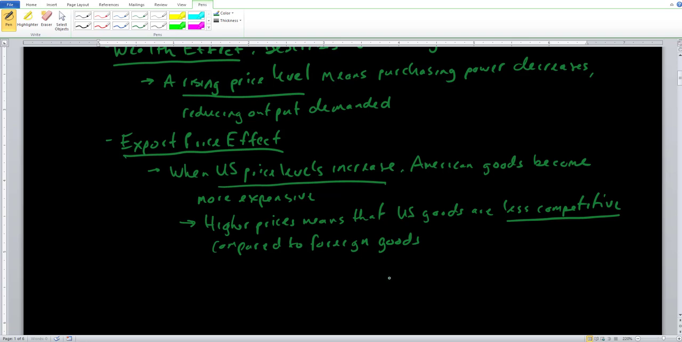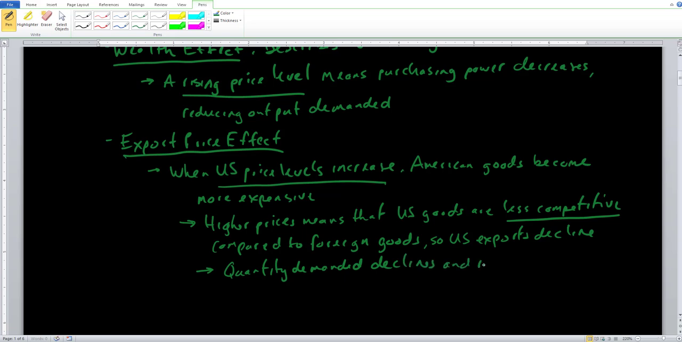So what happens to our exports? US exports decline. The amount of goods and services that we send abroad has gone down because we are not as competitive as before. People are going to want to buy more foreign or international goods and services instead. And because our exports go down, and inherently the imports go up, quantity demanded is going to decline, and that results in lower real output.